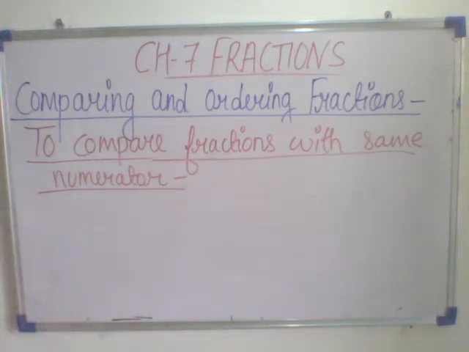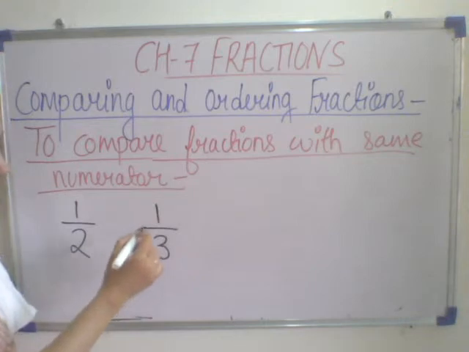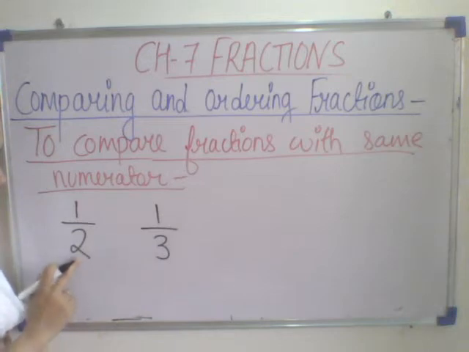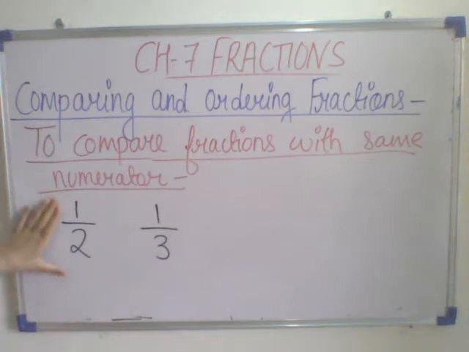So I am writing here 1 upon 2 and the other fraction is 1 upon 3. Here you can see that the numerator is the same, 1 and 1, but the denominator is different. In one it is 2 and in the other it is 3. So how to compare the fractions which have the same numerator?